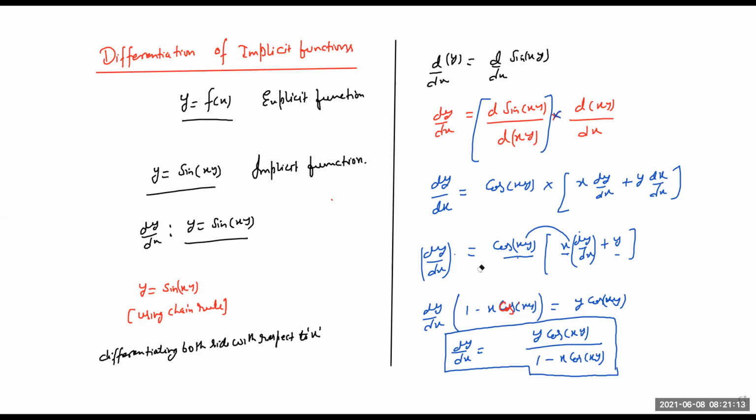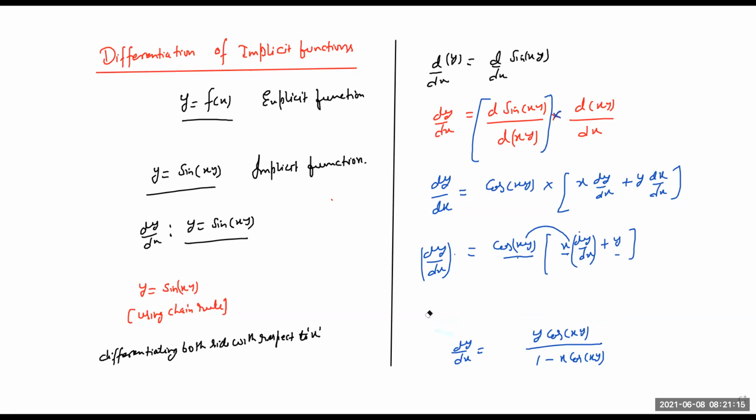If that is not clear, rewrite again. Just try to expand the bracket and bring all dy by dx on the LHS. So dy by dx is already here. Just multiply both, x cos xy into dy by dx, plus y cos xy. So now we have dy by dx on both sides. So bring it on the left. You should convert it like this.